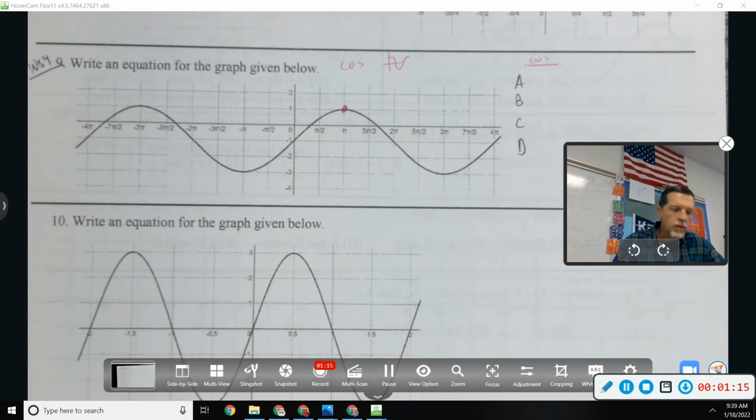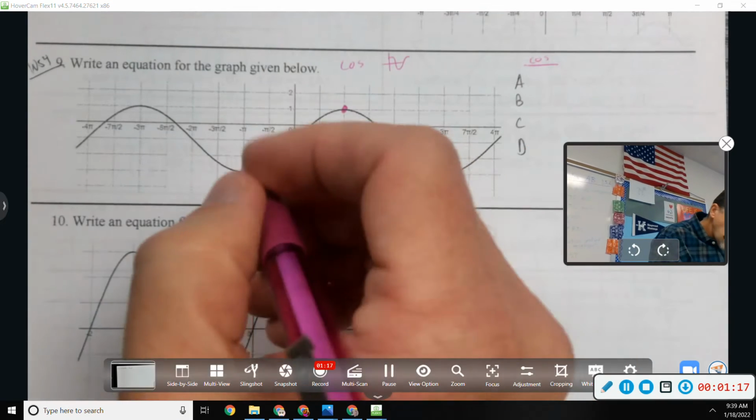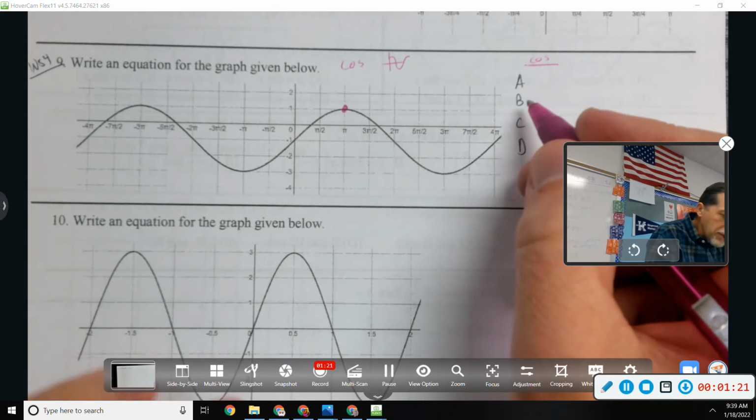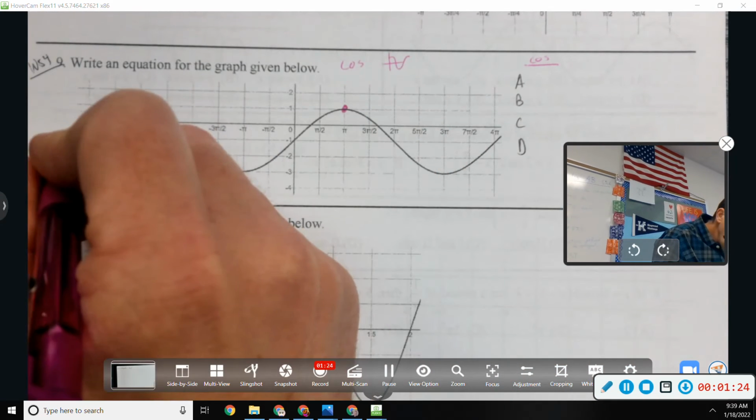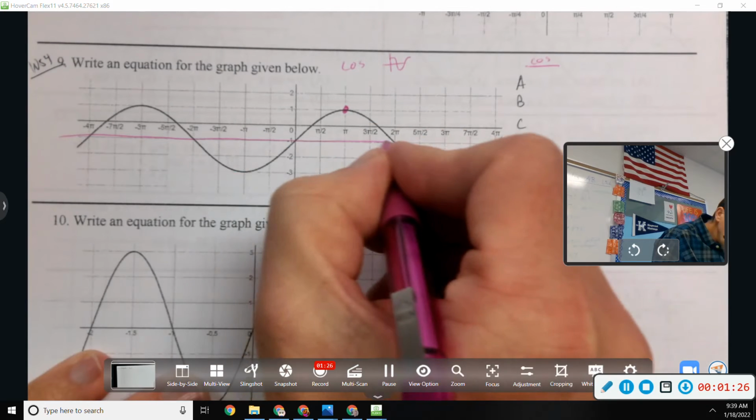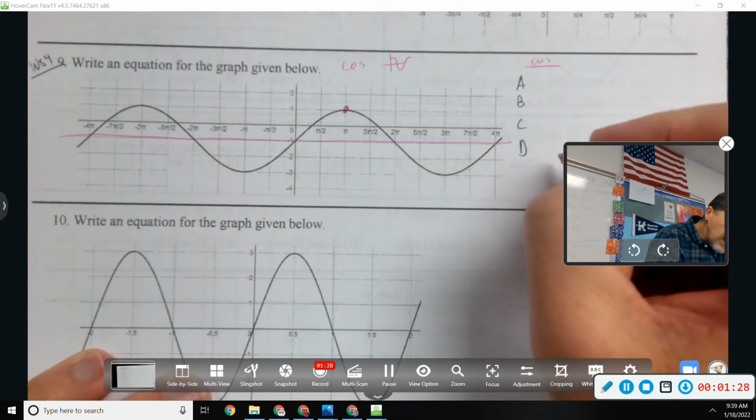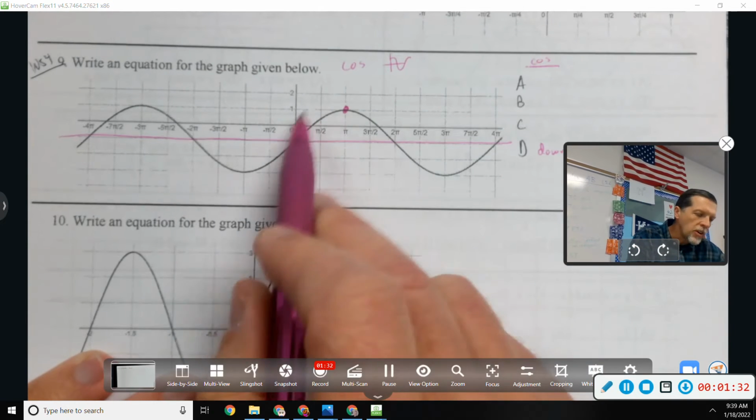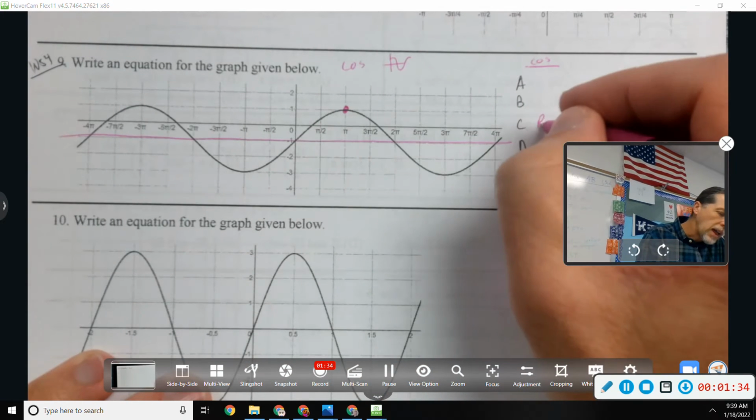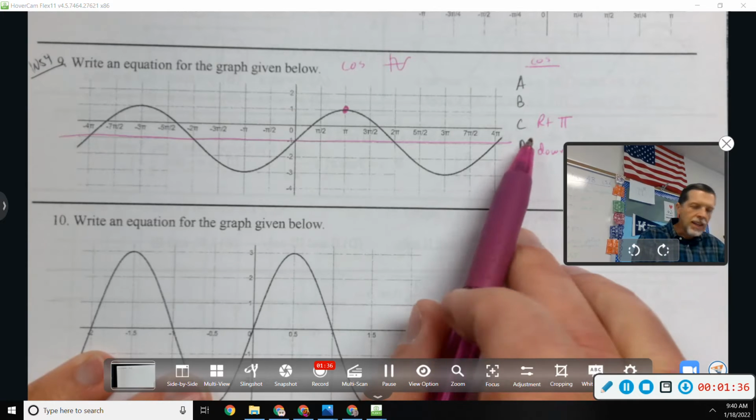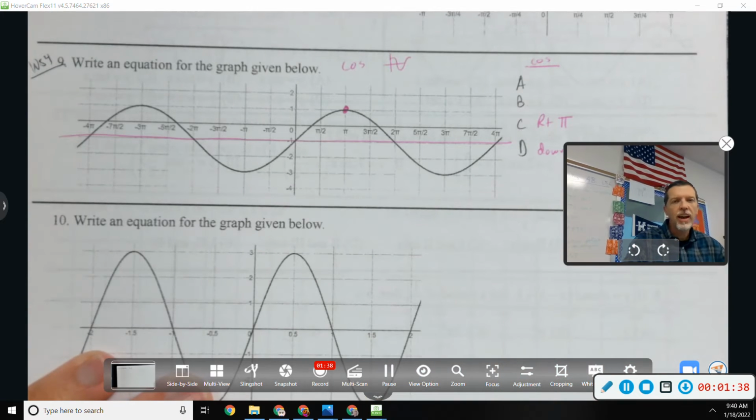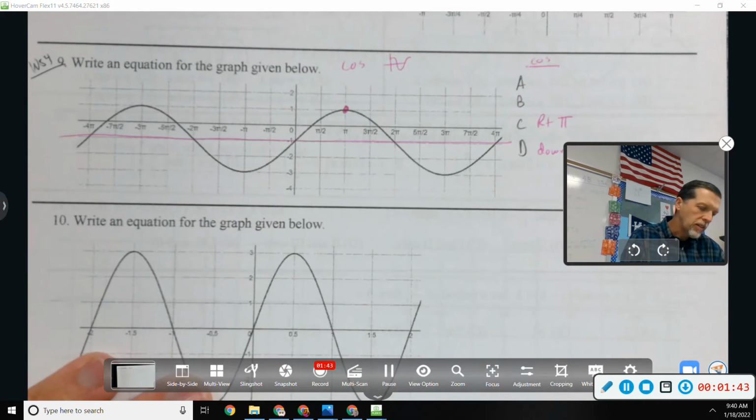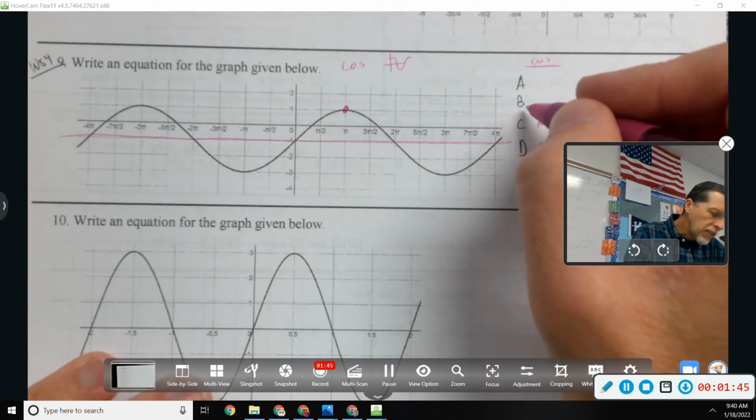So if this is a cosine, let's see. It might be good to start from the bottom up again, maybe. The midline is D, that's down 1. The starting point has been moved over right pi. And again, that can be changed. That could be left 3 pi, depending on what you want to say the starting point is. B has to do with the period.